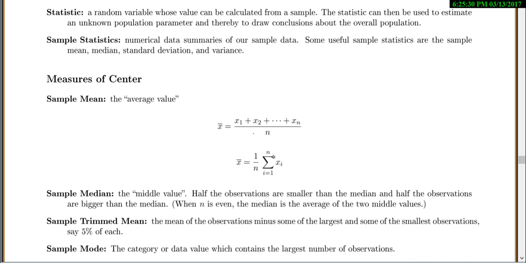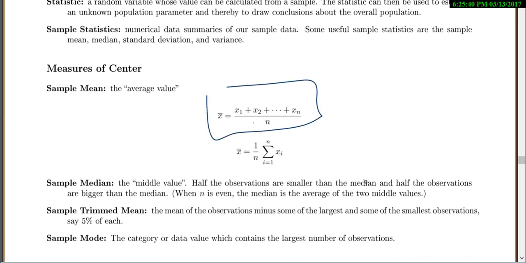If you want a nice mathematical formula, you can use the summation of each xi value from 1 to n and divide by n when you're done. But I usually just look at the first formula. Just add them all up, divide by n. Your median is your middle value. So that means half of your observations are going to be smaller than it and half are bigger than it. If you have an even number, you take the average of your two middle values.